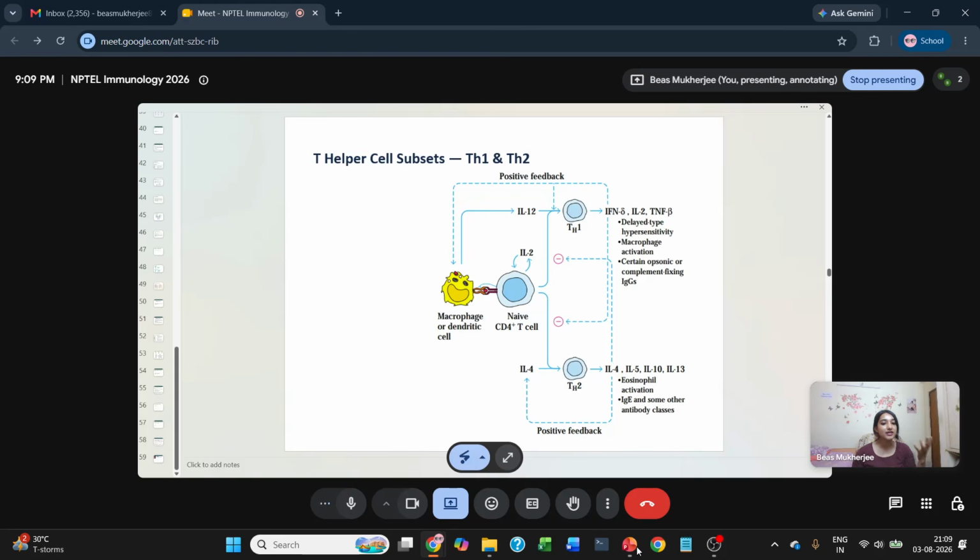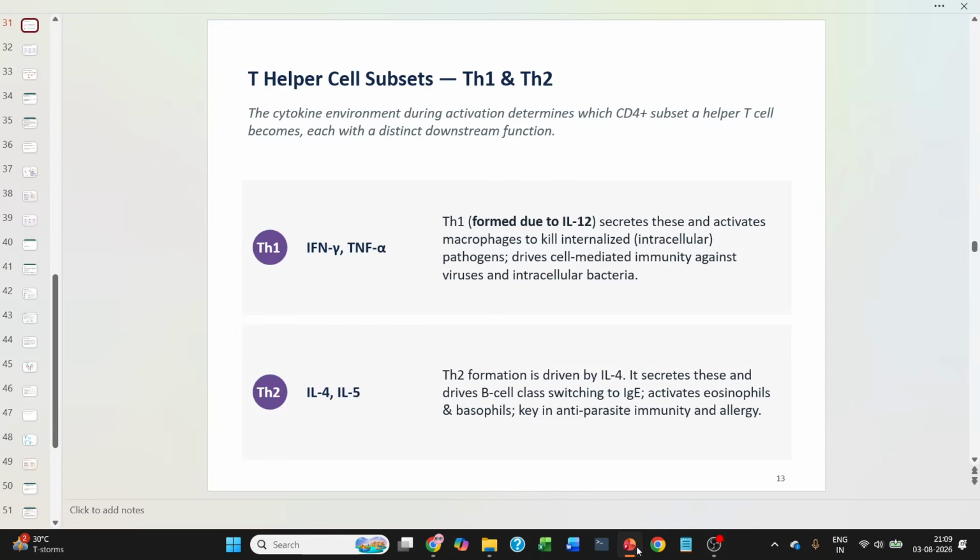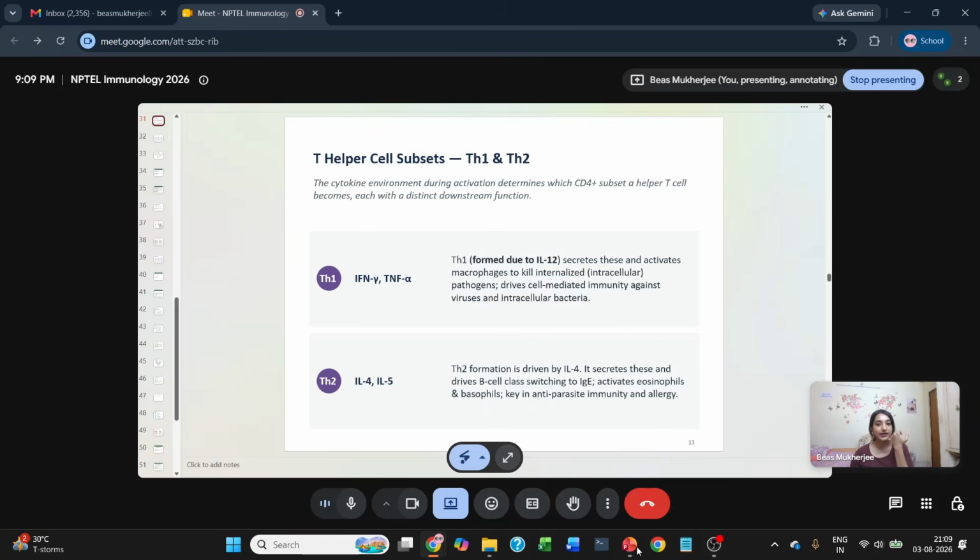IgE and some other classes of antibodies are produced in majority. So this is basically helping in B cell maturation and antibody formation. So we will now see this in writing. Okay, so T helper cell subsets Th1 and Th2.